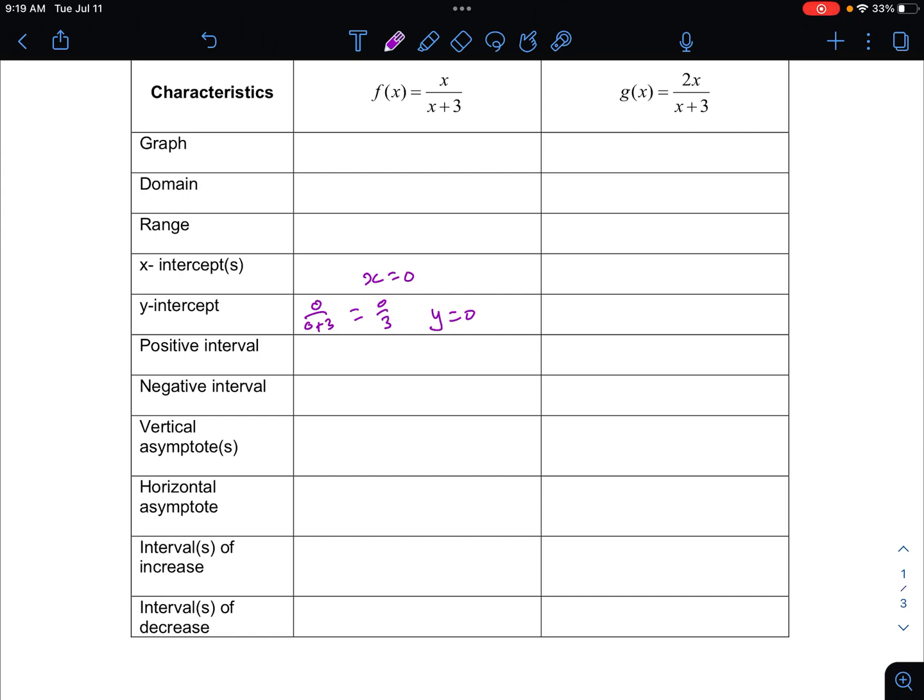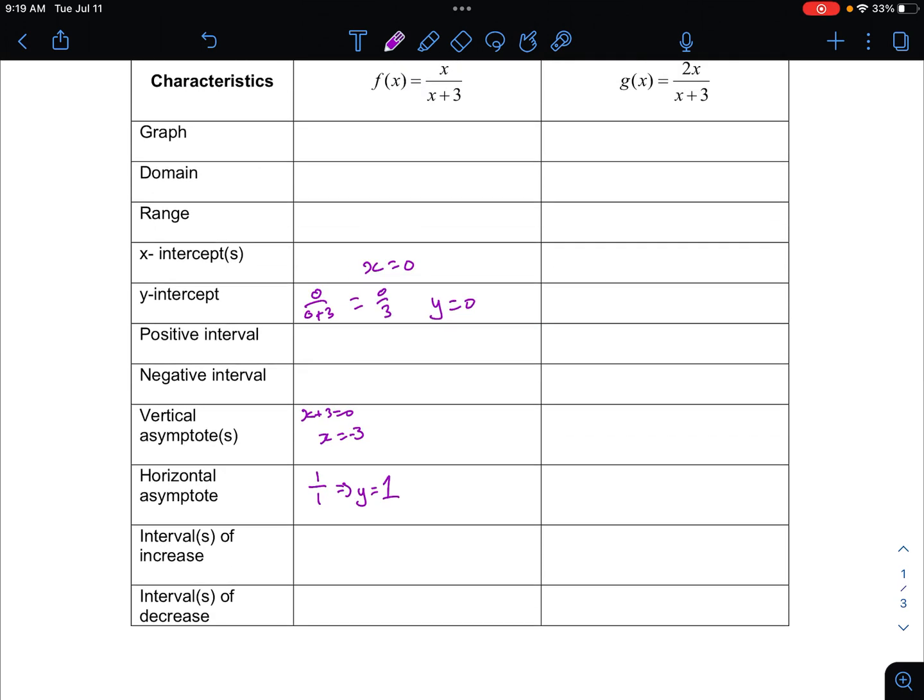Looking at my vertical asymptote, it's whatever makes my denominator equal to 0. So what would make x plus 3 equal to 0? Well, that's x is equal to negative 3. So that's my vertical asymptote. My horizontal asymptote, because my degrees on the numerator and the denominator are the same, I divide my leading coefficients, which means that it is at 1. So this is going to be y is equal to 1.